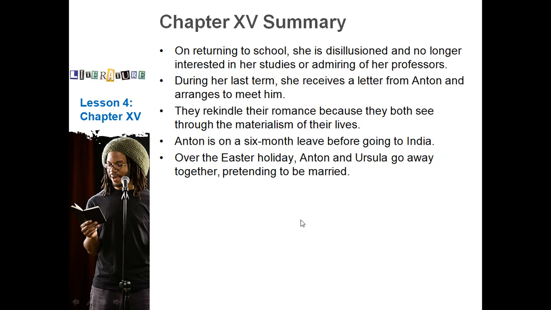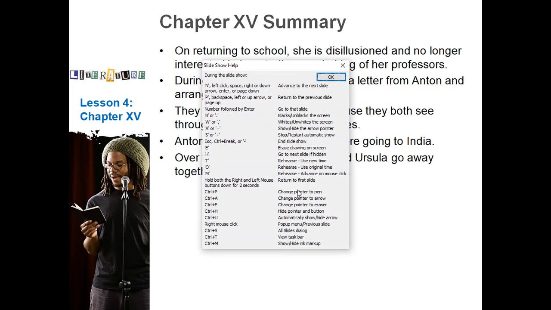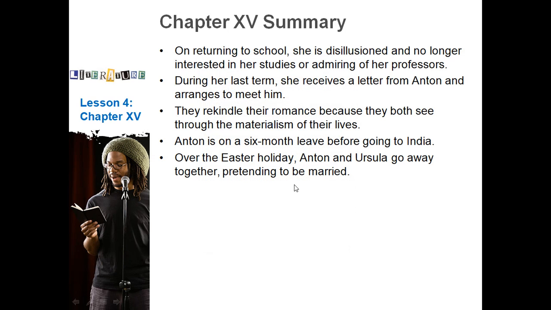Chapter 15 Summary continues. On returning to school, she is disillusioned and no longer interested in her studies or admiring of her professors. During her last term, she receives a letter from Anton and arranges to meet him. They rekindle their romance because they both see through the materialism of their lives. Anthony is on a 6-month leave before going to India. Over the Easter holiday, Anton and Ursula go away together pretending to be married.